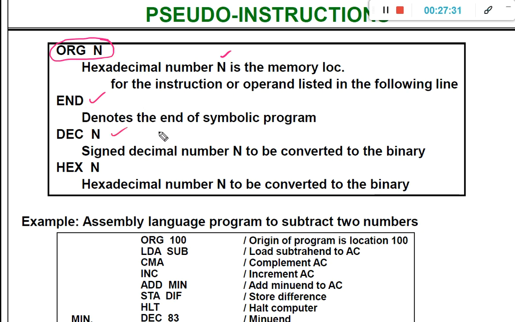Then DEC N. DEC N is actually used as a signed decimal number N to be converted to binary. So it is going to represent a signed decimal number. And HEX N. DEC N also we have used in the previous program. HEX N we have not used. So it is going to represent the hexadecimal number N to be converted to binary. Ultimately, each and every number should be converted into binary, let it be a decimal number or a hexadecimal number. They must be converted into the binary format before actually performing any operation.